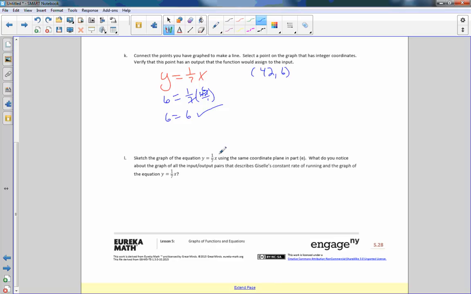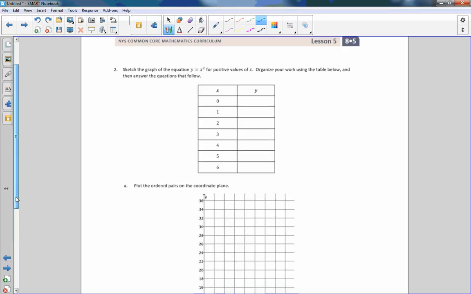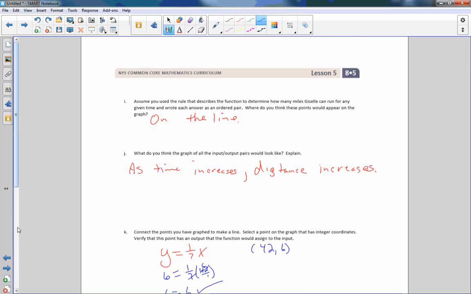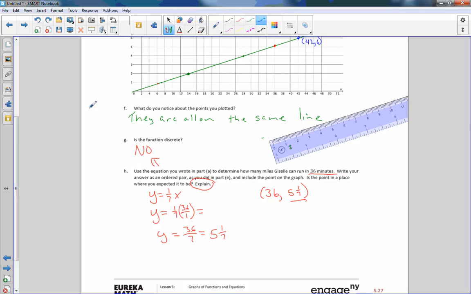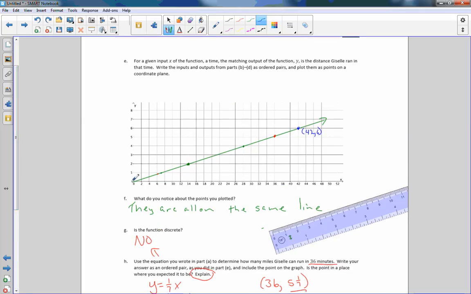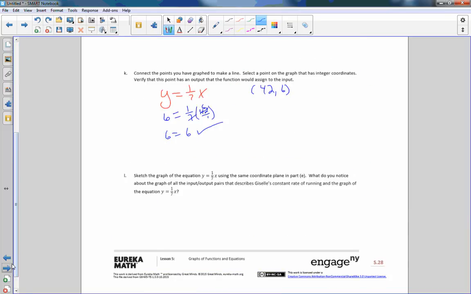L says sketch the graph of the equation y equals 1/7 x using the same coordinate plane in part E. What do you notice about the graph of the input pairs that describes Giselle's constant rate of running and the graph of the equation y equals 1/7 x? Well, we've already done that. Okay. And there's our equation. Now, of course, I didn't continue beyond there because there's no such thing as negative time, and we can't run a negative distance. Okay, distance can't be negative either. So this is really a ray and not a line. It's a linear equation with a restriction of 0. You cannot plug in negatives in this real world scenario. Okay, just be aware of that.